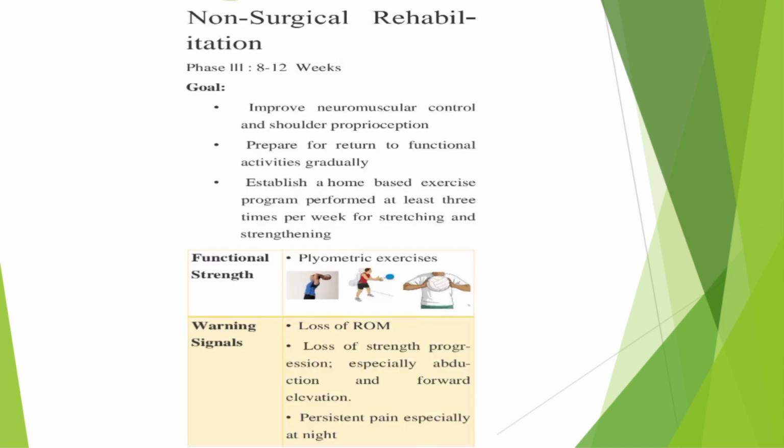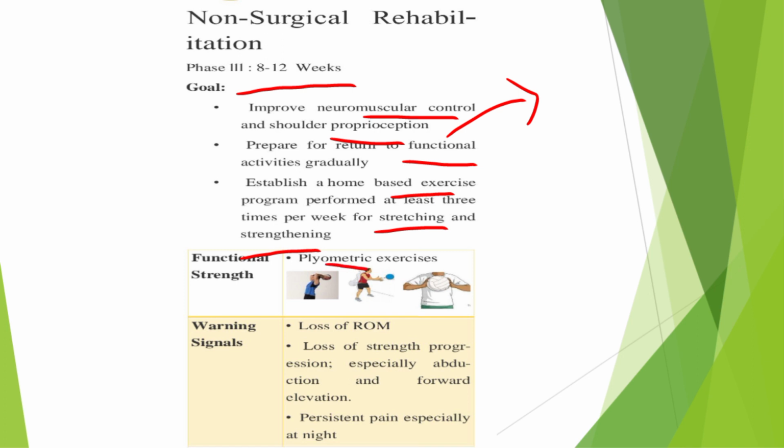And the third phase, that is 8 to 12 weeks. In the third phase we have a goal to improve neuromuscular control and shoulder proprioception. Proprioception means awareness of the joint position. We also help the patient return to normal physical functional activities. Establish a home-based program for the patient, at least 3 times per week, for shoulder joint strengthening and stretching. Functional exercises include plyometric exercises, which means the patient does exercises in the various planes of the body.